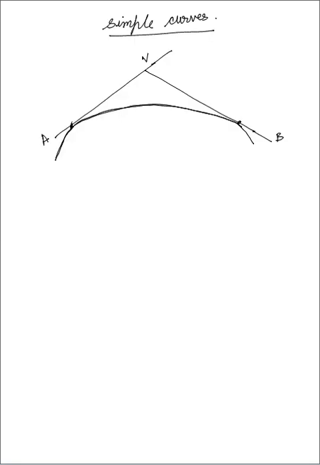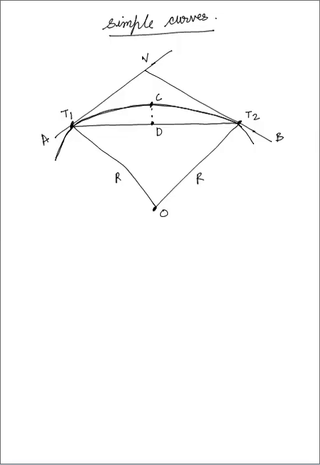Now this point I am writing as T1. At the same time this point I am writing T2. I am joining T1 and T2. This is your apex. This point is C. This point is D. Now this is a curve which is having some radius. That radius is R. The center is O.